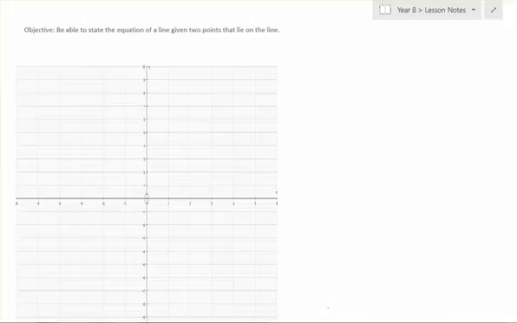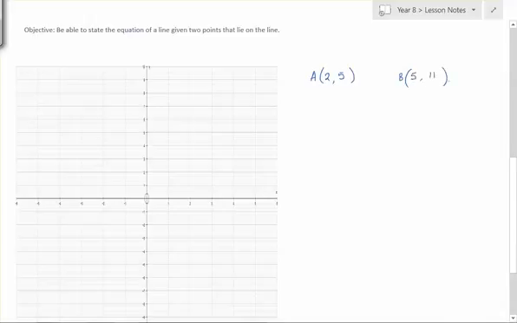Right, so for the rest of us, be able to state the equation of a line given 2 points that are on the line. Now, I've got a set of axes here, but basically what we have to be able to do, if I say to you that 2 coordinates, A and B, lie on a line, and I tell you that point A is at 2, 5, okay? And I tell you that point B is at 5, 11.